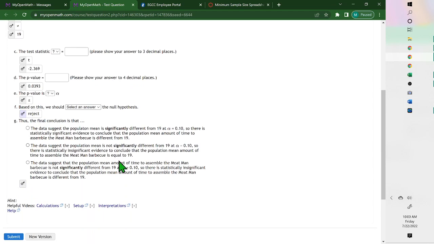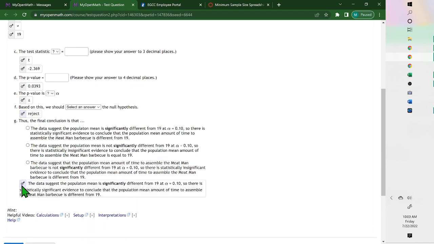Now this one's just on wording, and you want to be careful. The data suggests the population mean is significantly different from 19. Because we rejected, there's statistically significant evidence to conclude that the population mean amount of time of assembly is different from 19. Now we can't say less than or greater than because we only tested that it was different. But it is different because we rejected.